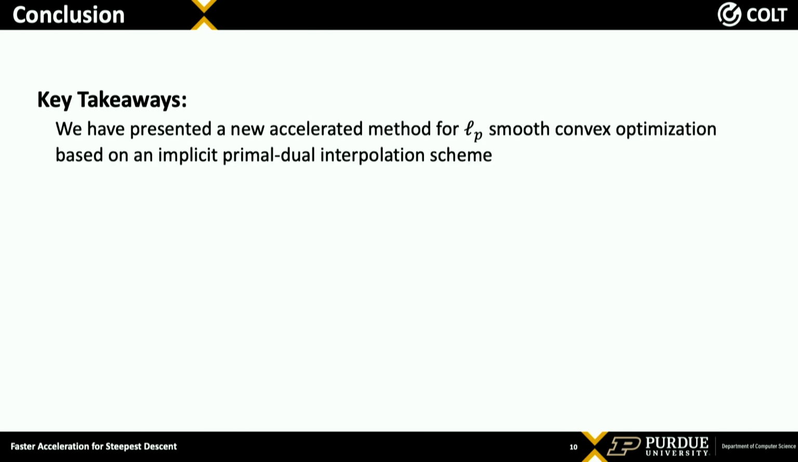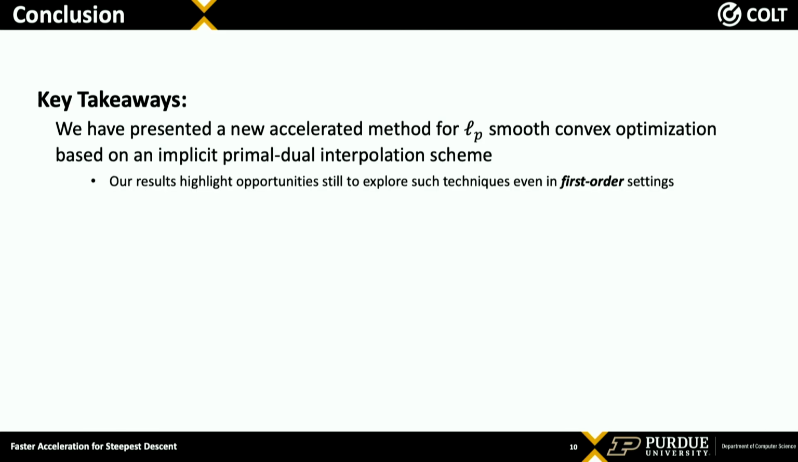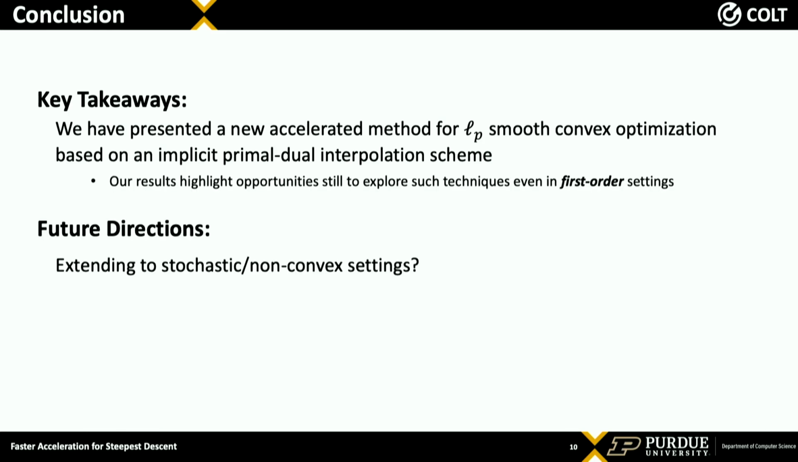But the key takeaway is a new accelerated method for Lp smooth convex optimization that's based on an implicit primal dual interpolation scheme. And that, again, is drawing on some of these recent techniques for high order optimization and showing how the spirit behind them can also give us new insights into first order acceleration, right? Even first order settings can have an advantage.